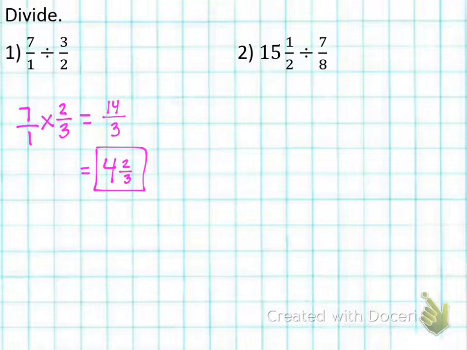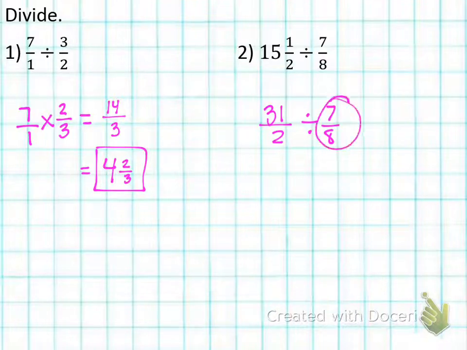Same thing, except we have a mixed number. So if you have mixed numbers, you still get the mixed number going. So we got 15 and 1/2. So 2 times 15 is 30, plus 1 is 31. So you got 31 over 2 divided by 7/8. So that's step 1. We just converted any mixed numbers to improper fractions. Step 2, we're going to flip the second fraction and get the reciprocal. So instead of 7/8, we're going to write 8/7. Change the division to multiply. So you got 31/2 times 8/7.